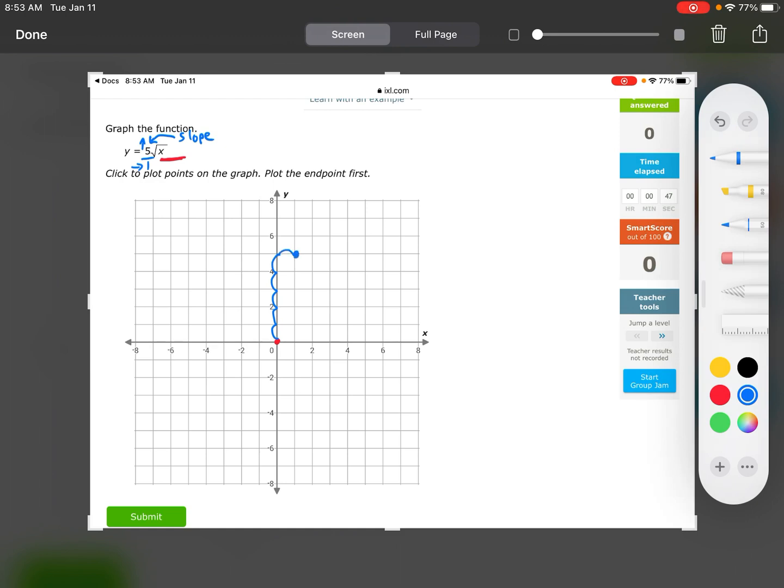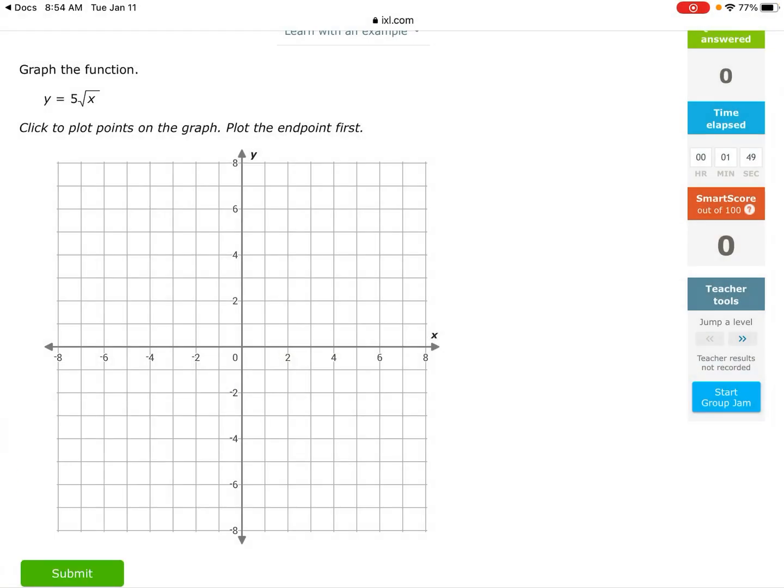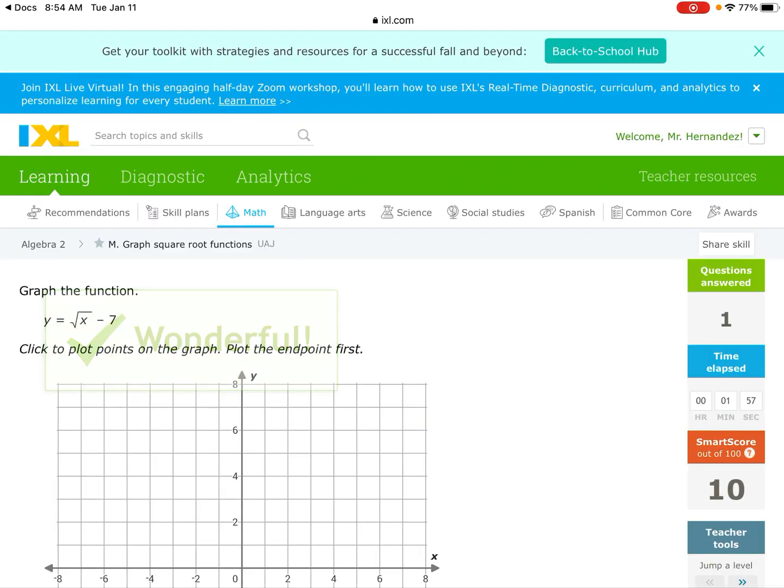So when you do this activity, you're just going to need to know this first point for the vertex, and you're basically just going to need to know one more point using the slope. So let's try it out and see. So the vertex is at 0. If we apply the slope, that'll give us the second point, and we have the graph here. And yeah, that's correct.